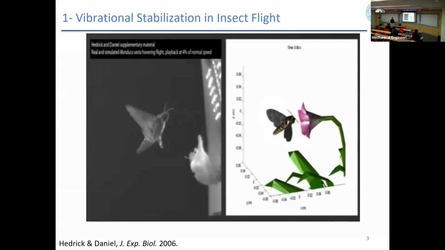Okay, good. So this is a slow motion video for the hawk moth insect hovering. So basically, insects, unlike birds, move their wings back and forth, not up and down. And they move their wings very fast. This is a slow motion video.